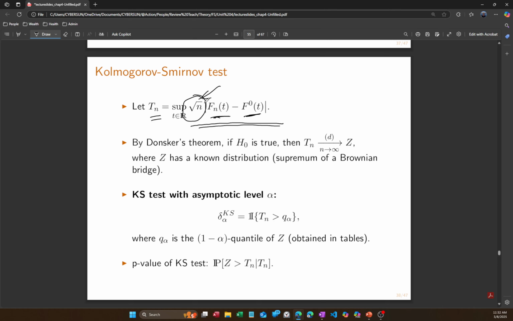Now, let's utilize Donsker's theorem. Apply Donsker's theorem to understand the asymptotic behavior of Tn under H naught, that is, the test statistic Tn will converge to Z when n goes to infinity, where Z represents the supremum of the absolute value of a Brownian bridge.